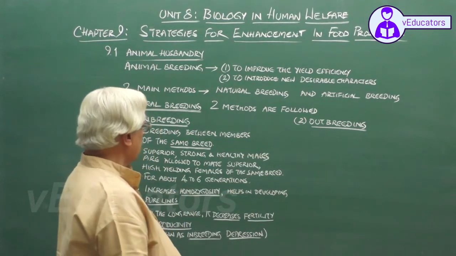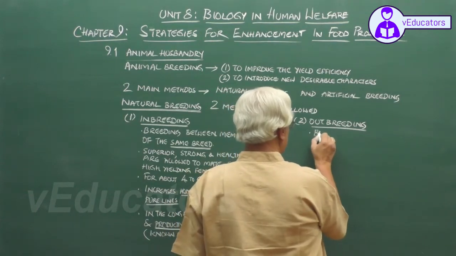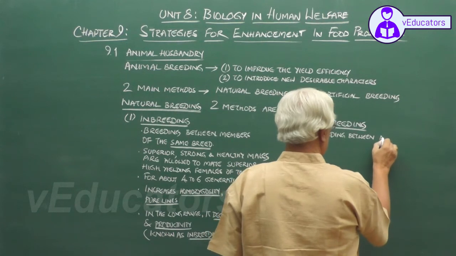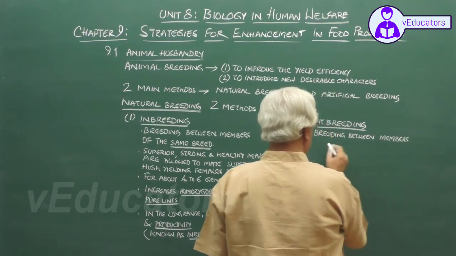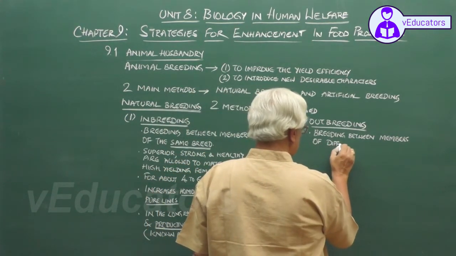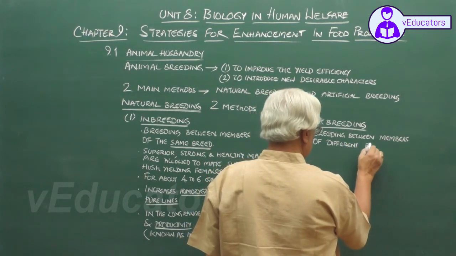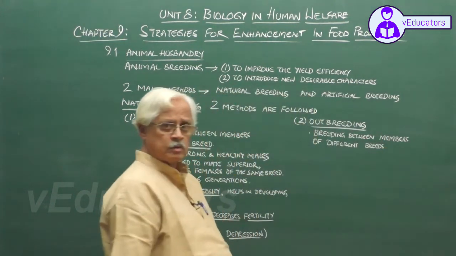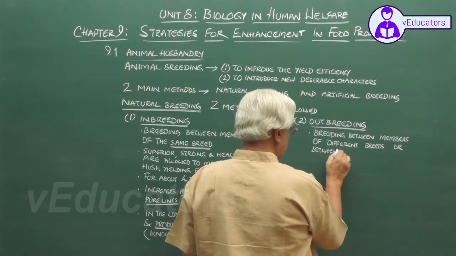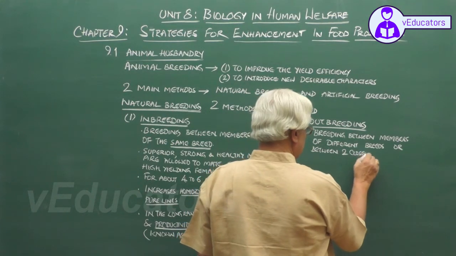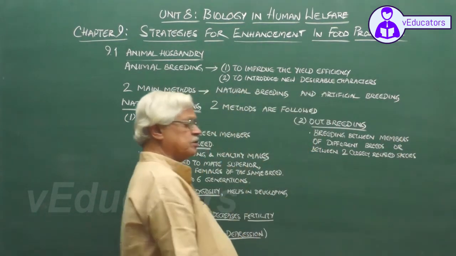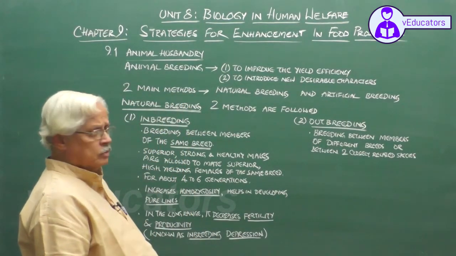On the other hand, outbreeding involves breeding between members of different breeds. Different breeds within the same species or between two closely related species. So there are two possibilities here.